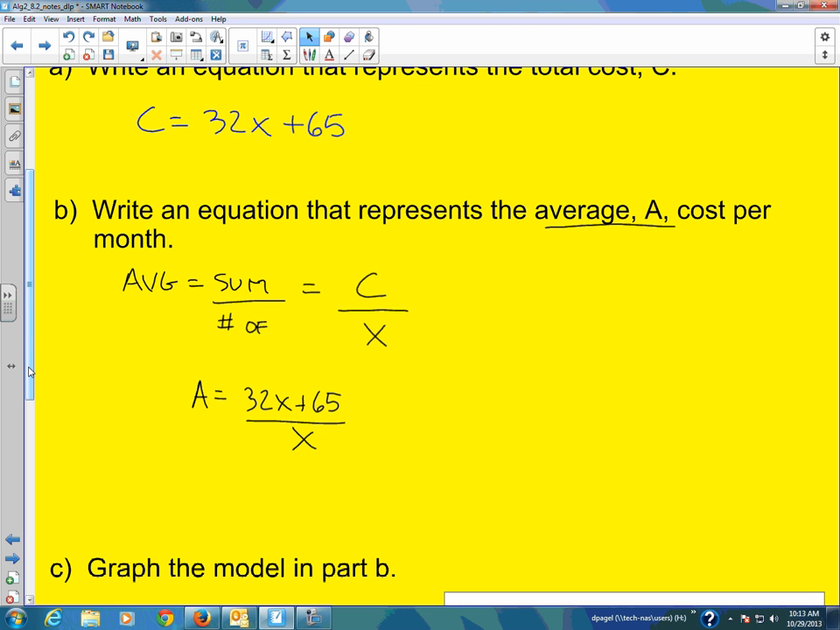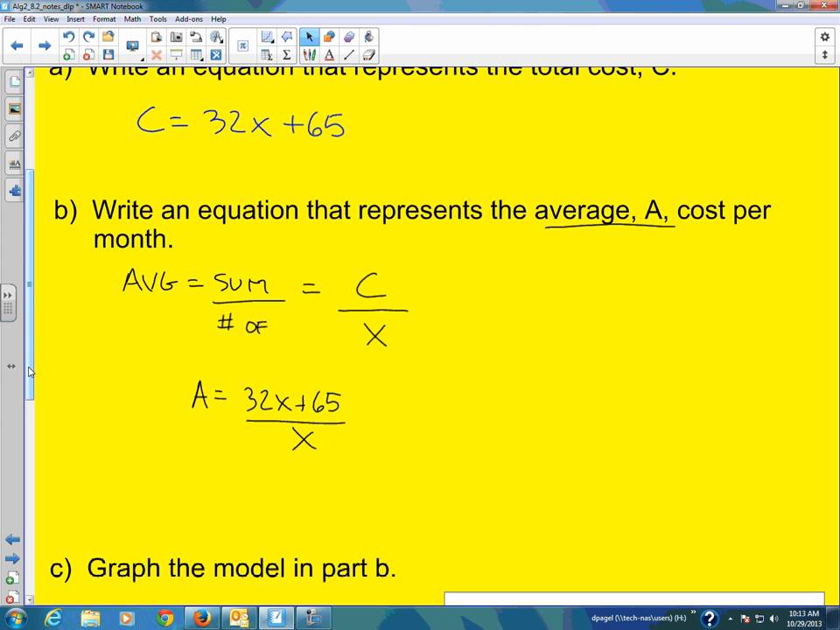So you can see, you can try a couple of different points here and see what's going to happen. One month of service is going to be $97: 32 times 1 plus 65, over 1, is 97 bucks. If I went for 2 months, though, I'd have 68 plus 65, and that's 133 divided by 2. And that number is less than my 97 for an average monthly cost.